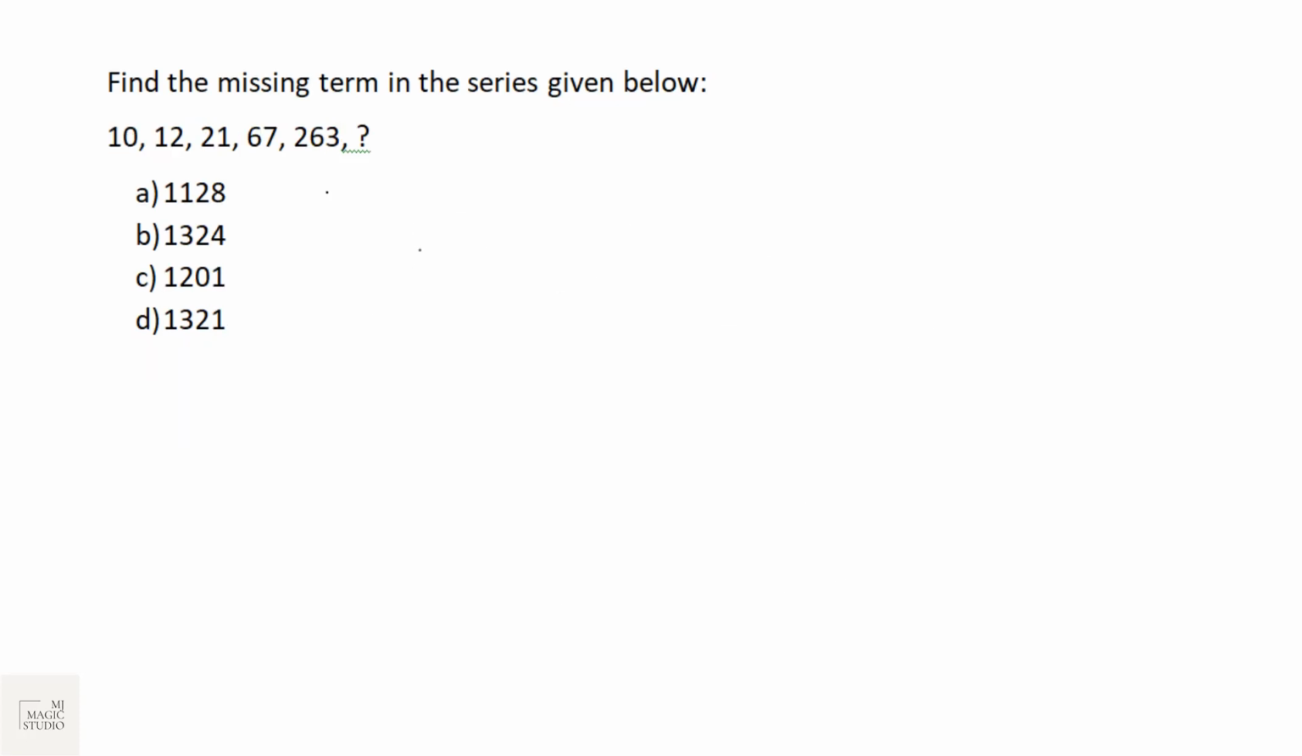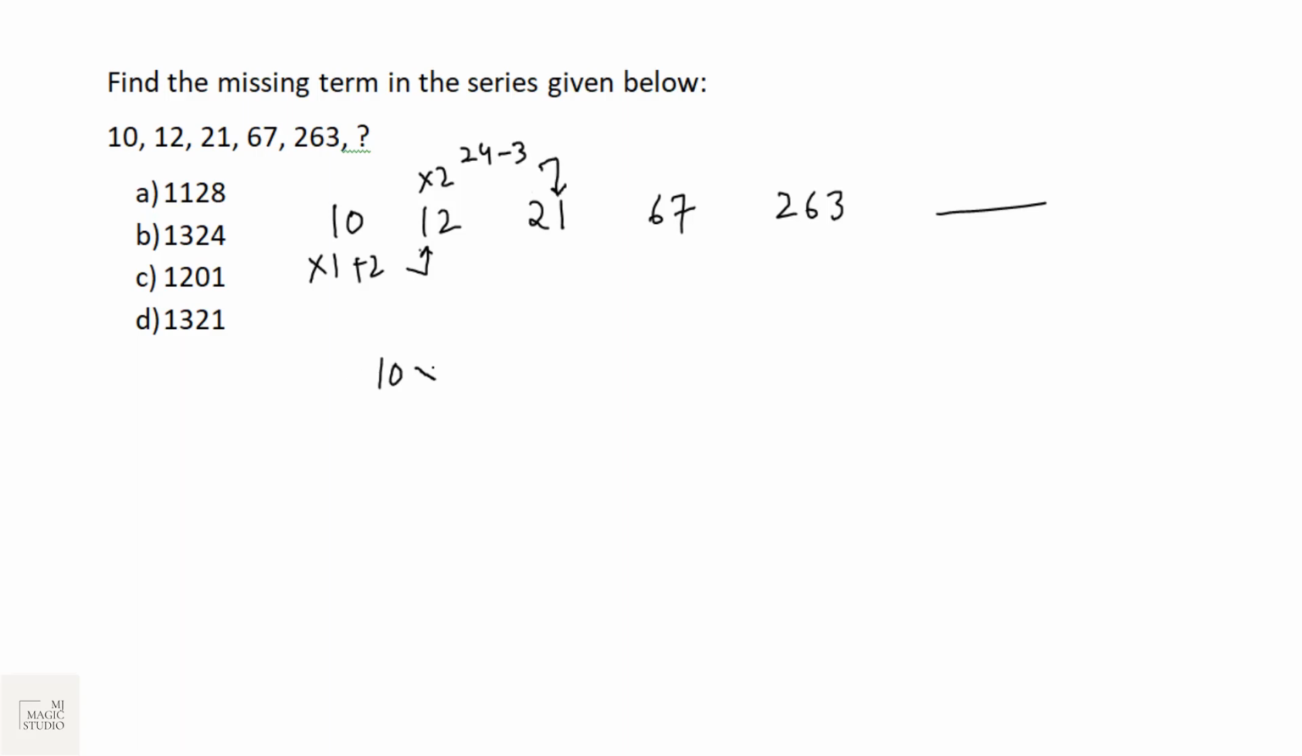Let's check this one. 10, 12, gap of 2, then 21, 67, 263. What should come next? Instead of going by the rule of adding and multiplying something, let's see. 10 into 1 plus 2 is 12. 12 into 2 gives 24, but 24 minus 3 is 21.